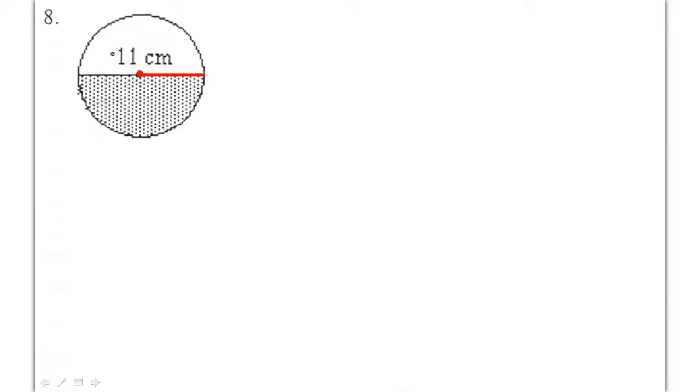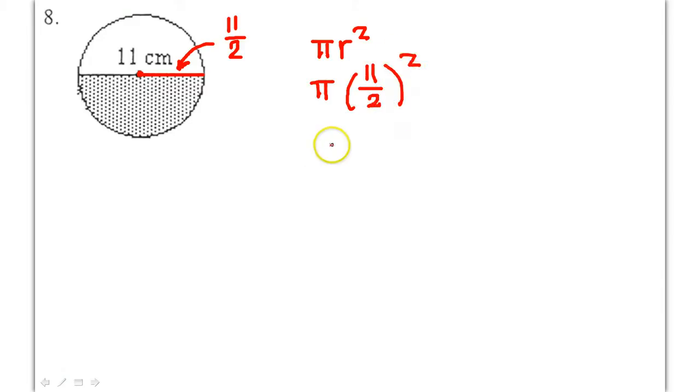I said half of the diameter would be 5.5, but I also could have left it as a fraction. Instead of saying 5.5, I could have said the radius is 11 over 2. That's the same thing. It's half of the 11. So, once again, pi r squared. If I do pi r squared, that's going to be pi times 11 over 2 squared.